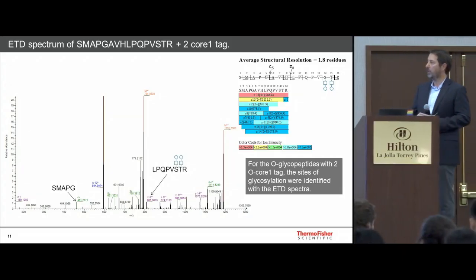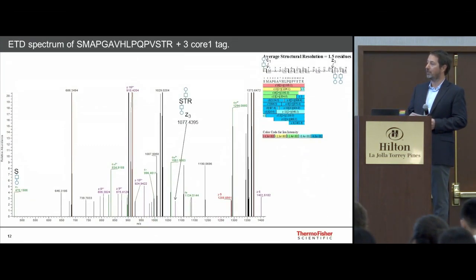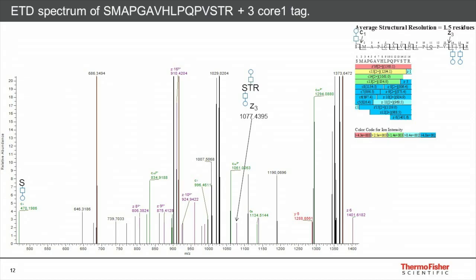Now the one with 3 core, it's straightforward, but we still want to verify. If you look at the C1, it's the mass of the serine plus 365.1322. So we get all of the information we needed. And then as a confirmation, the Z3 is the mass of STOR plus 2 core 1 tag.